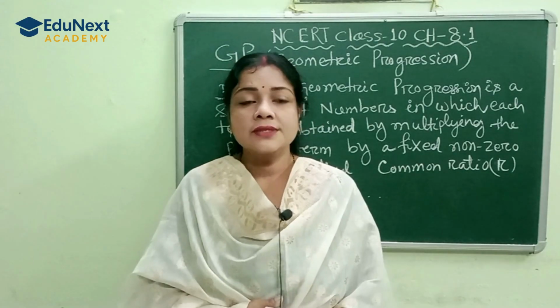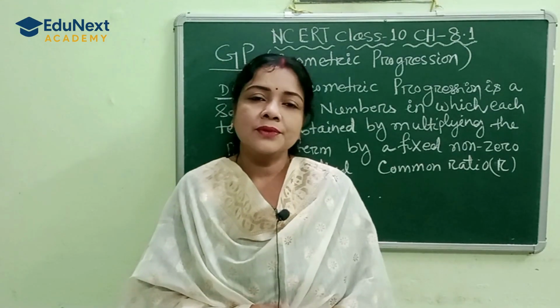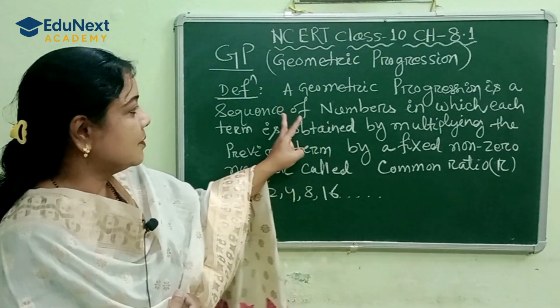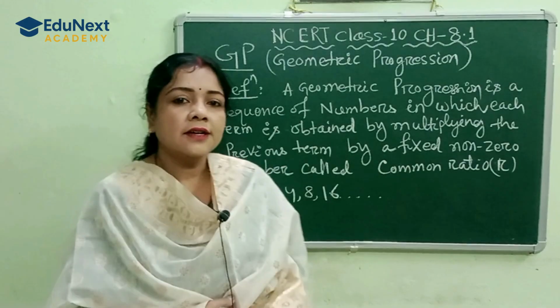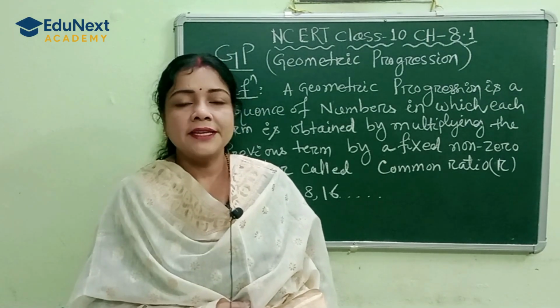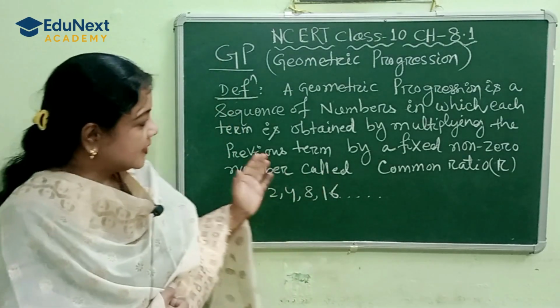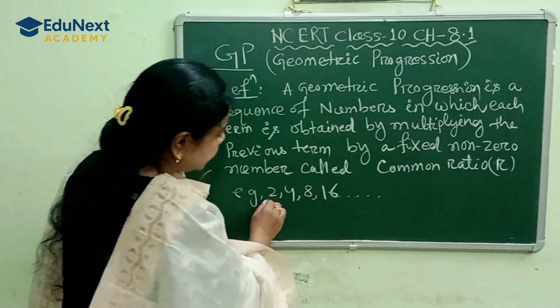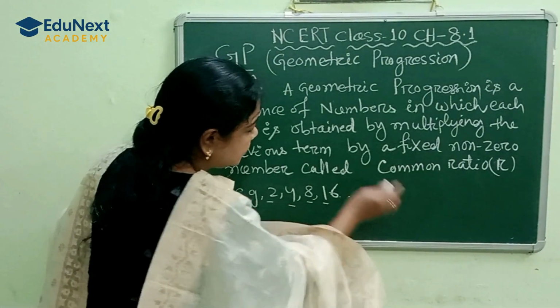So what is geometric progression? Geometric progression is a sequence of numbers in which each term is obtained by multiplying the previous term by a fixed non-zero number, that is called the common ratio. That means if I take a number, for example 2, 4, 8, 16 and so on.